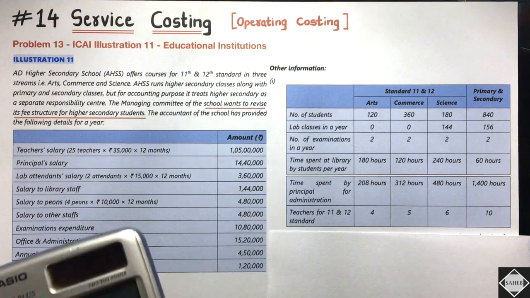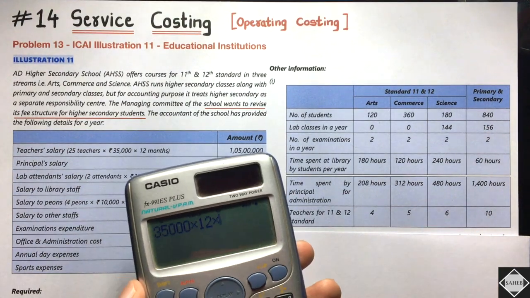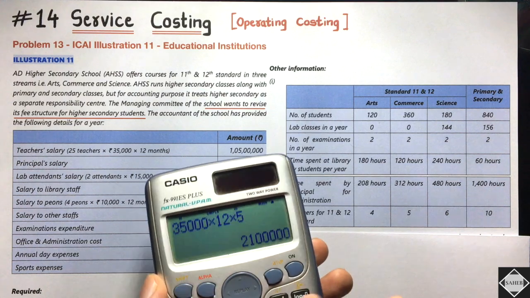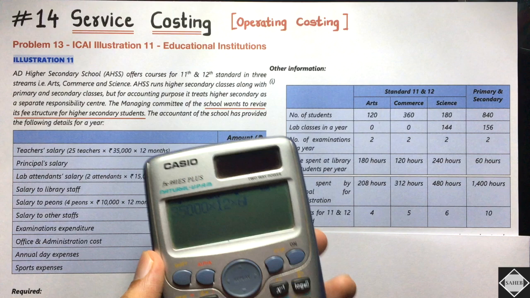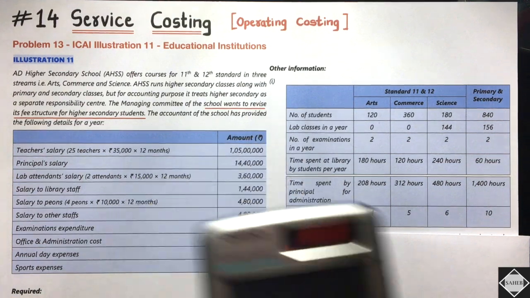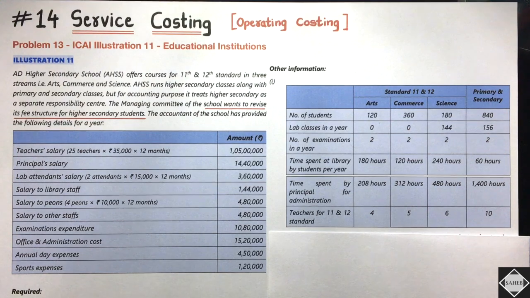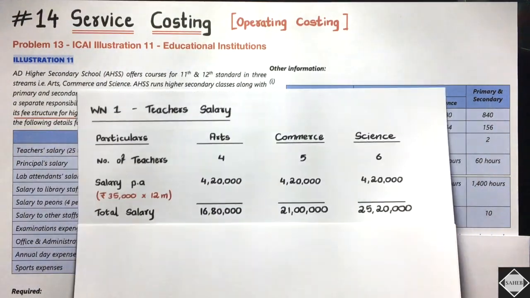And then for commerce we will just do 35,000 into 12. How many teachers? 5 teachers. Same salary has been paid, so that's 21 lakh. For science, into 6, that is 25,20,000. We will do it like this only. Let me just show you the calculation in the working note. There is one twist, we'll get to the twist, but understand this.